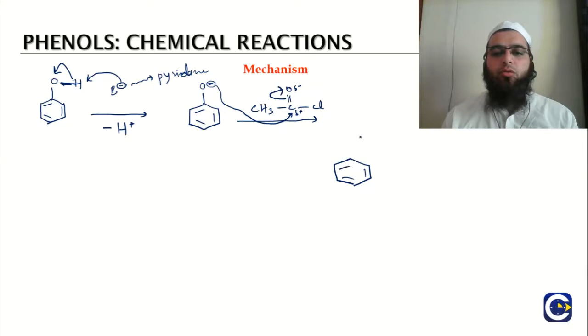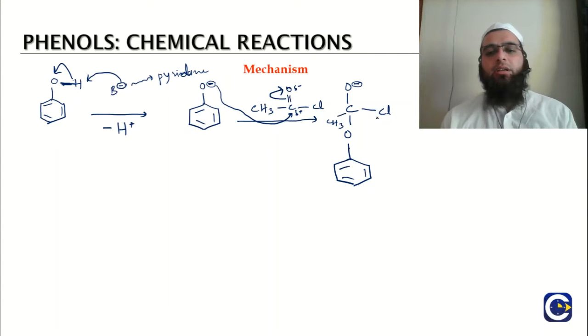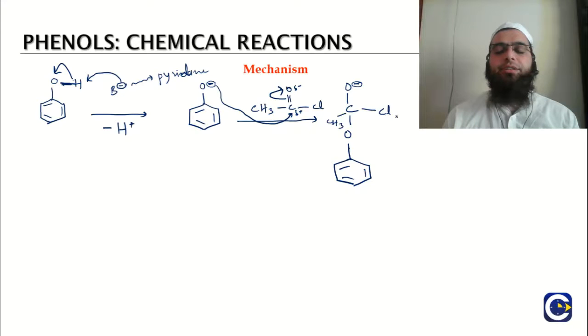So we have the phenoxide ion, and now O is attached to this carbon. We have a negative charge, an electron pair on the oxygen, and we have chlorine and CH3 on the carbon. As we know, chlorine is a good leaving group. Now this electron pair goes back between the carbon and oxygen and forms a pi bond, and the chlorine is kicked out. Since it is a good leaving group, it leaves easily.